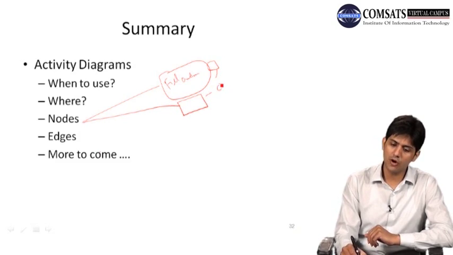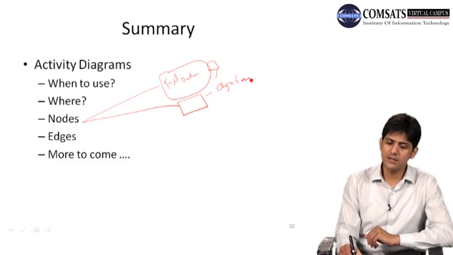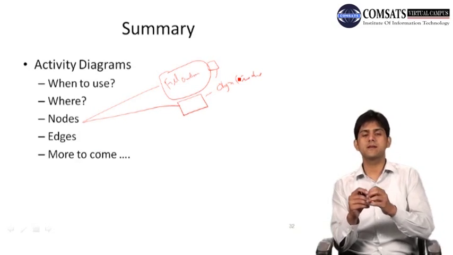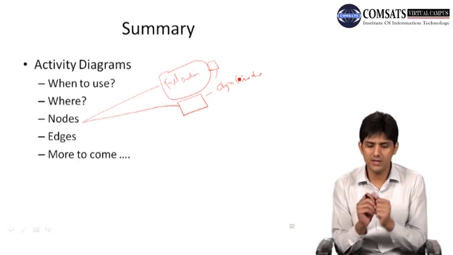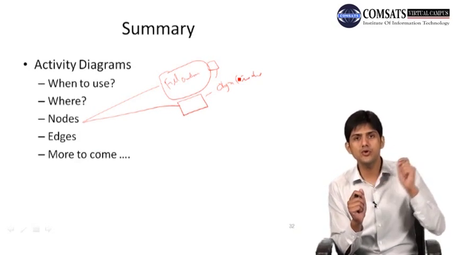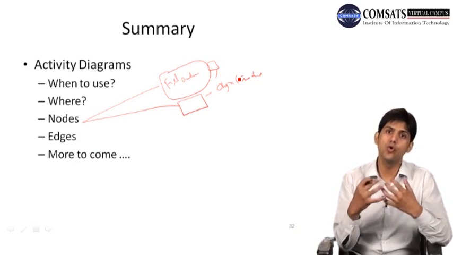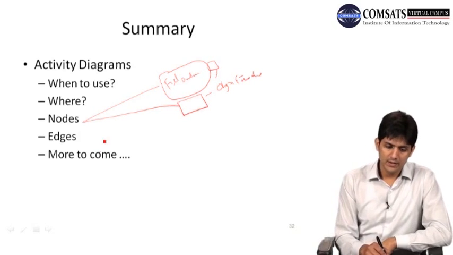ये कौन सी नोड्स हैं आपकी? ऑब्जेक्ट नोड्स। ऑब्जेक्ट नोड्स क्या करती हैं कि वेन एवर देयर आर सम पैरामीटर्स, कोई डेटा or an object is passed between two actions or two activities, तो वो this is basically that goes through these object nodes. या object nodes hold that data basically.